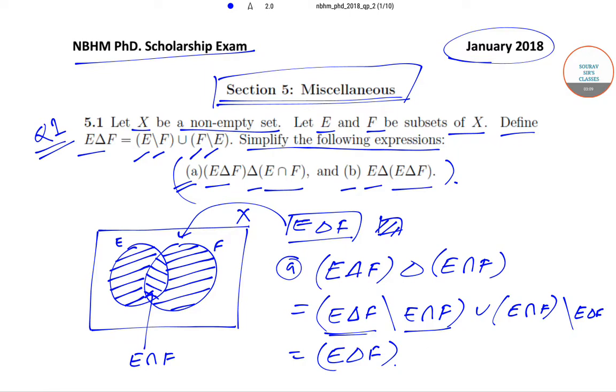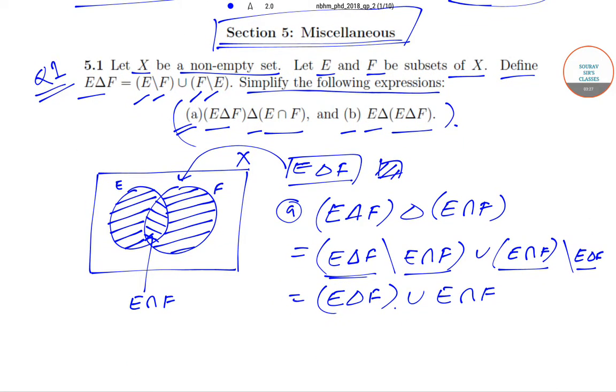In the second part, we need to find the set of elements which lie in E intersection F but not in E delta F. That is basically E intersection F. If we take the union of these two sets, the entire E union F comes into the picture. So E delta F delta E intersection F simplifies to E union F.